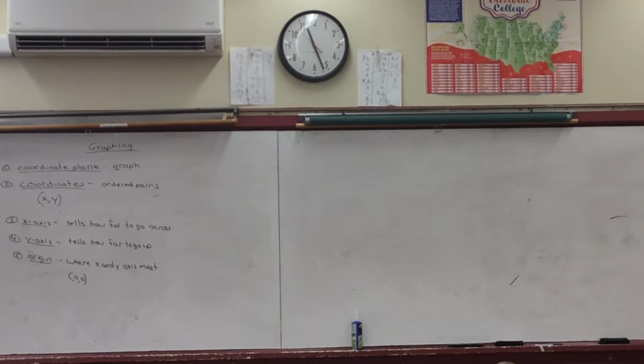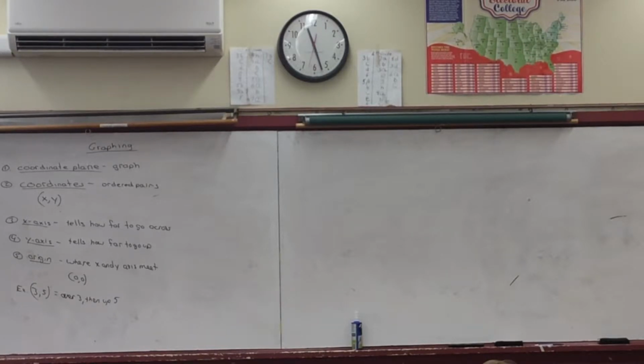Okay? Now, if we're plotting the point, ordered pair 3, 5, how do we get to point 3, 5? What do we do first? Go over 3 and go up 5. The first one tells you how far to go over. The second one tells you how far to go up. Any questions about that?